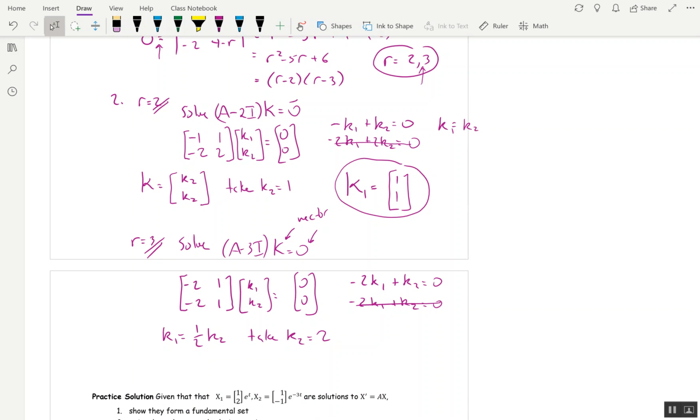And so I have my big K2. Let me just do the intermediate step. My big K is of the form K1, K2, but K1 is 1/2 K2, and K2 is just K2. But I'm taking little k2 to be 2, so I have a 2 here and a 1 there. And there is my eigenvector for r equals 3.